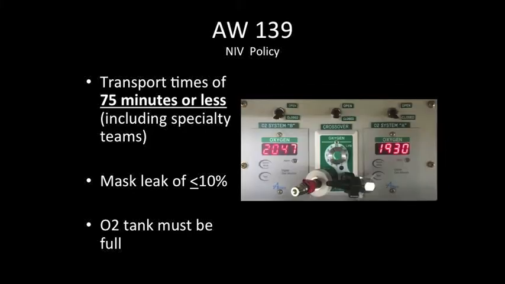In the AW-139 rotary environment, non-invasive ventilation during transport, including specialty teams, should only be considered on missions with transport durations of 75 minutes or less. Oxygen tanks must be full due to high oxygen consumption requirements. In the AW, tank A must be filled if below 1200 psi, preferably if it's below 1850 psi, unless a mission is pending. A back-to-back mission can be accepted without refilling the main system if 500 psi remains in tank A and tank B is full. It is also required that the mask leak be less than 10% at all times during transport.